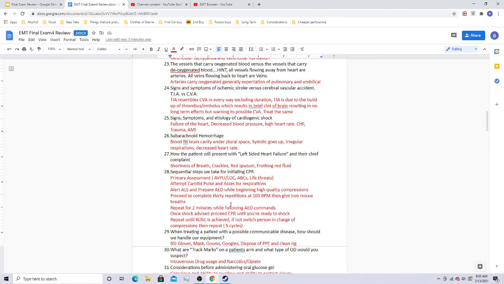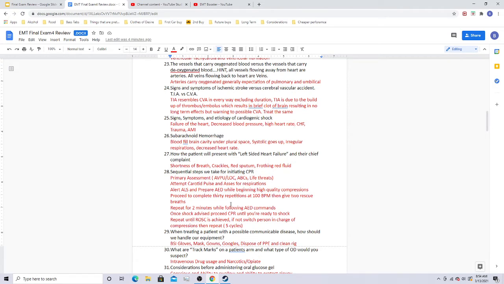In the EMT situation, you will proceed to complete 30 compressions at 100 beats per minute, then giving 2 rescue breaths, preferably through BVM at the highest liters that you can do. Repeat for 2 minutes while following AED commands. The AED will say, trying to find rhythm. You'll stop for like 15 seconds, it'll find the rhythm. Then you will proceed to continue CPR. Once the shock is advised, you will proceed to CPR until shock is ready.